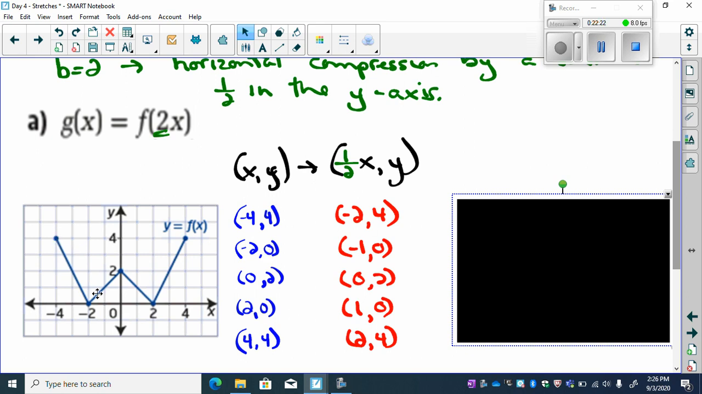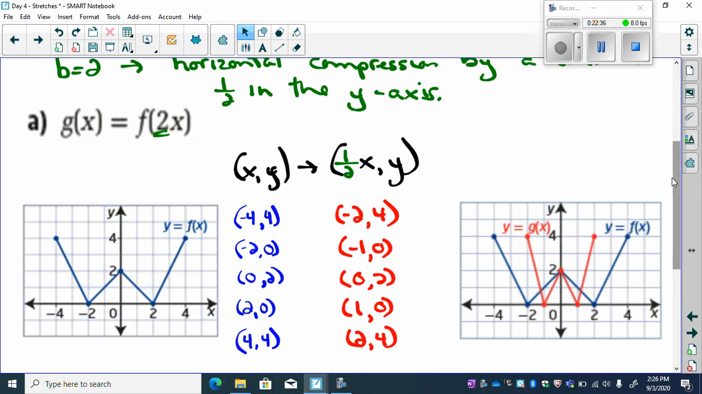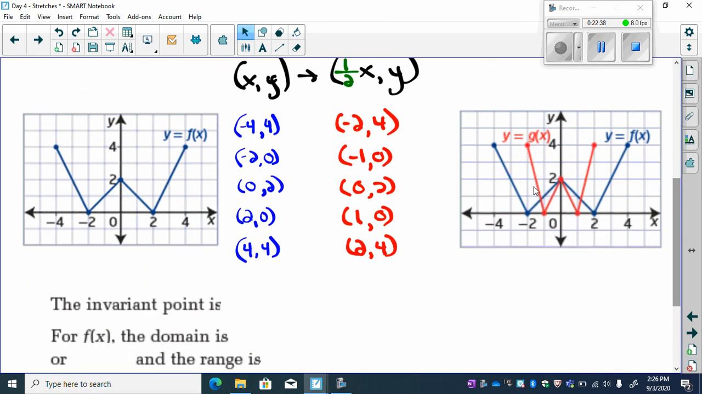Now notice these points were a little different from the previous graph, but -4, 4, -2, 0, 0, 2, 2, 0, 4, 4, that's where these blue points came from. And if I delete the black box here, you can see that the point -4, 4 became -2, 4. The point -2, 0 became -1, 0. There's 0, 2, didn't change. 2, 0 became 1, 0. 4, 4 became 2, 4.